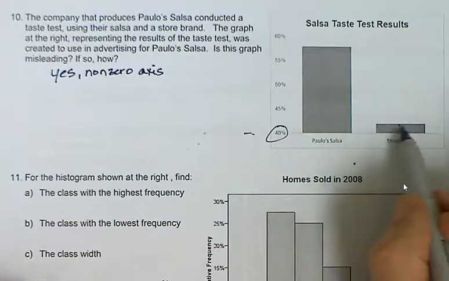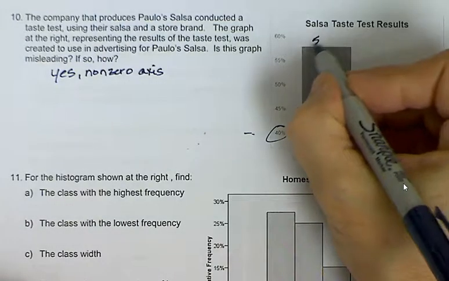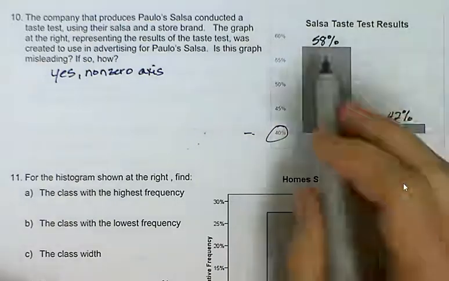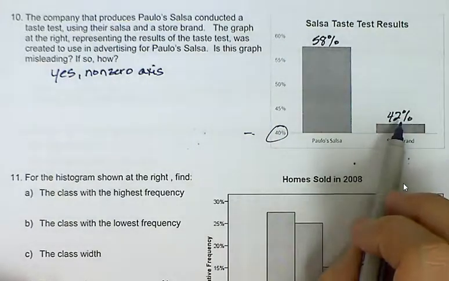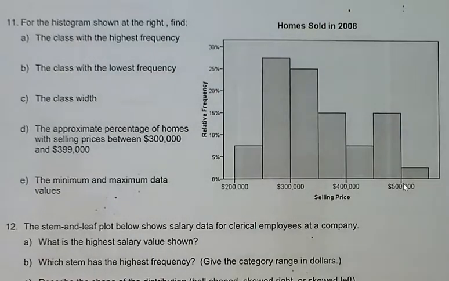If we really look at what these two levels are, this one looks like it's about 42%. This one looks like it's something like 58%. So really there's not nearly as much difference between those two as this graph seems to show. Now let's look at a histogram.